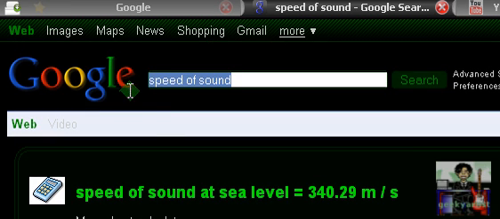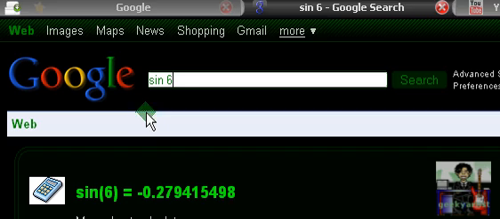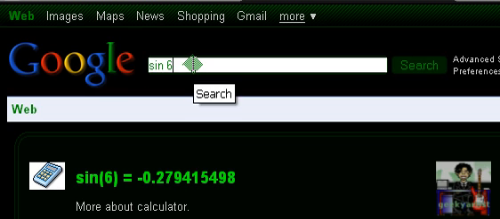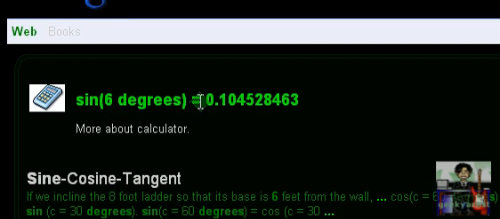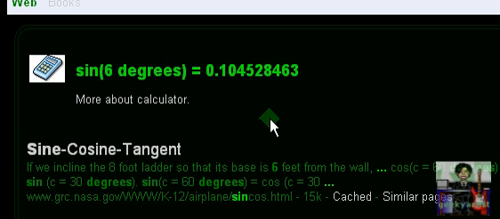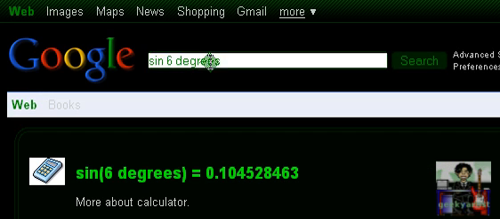So you could also do some trigonometric functions. Let's say sine of 6, which is in radians. Like so. If you want sine 6 degrees, which is commonly used, just type in degrees and it will give you sine of 6 degrees. You can also do cosine or tangent and other trigonometric functions.